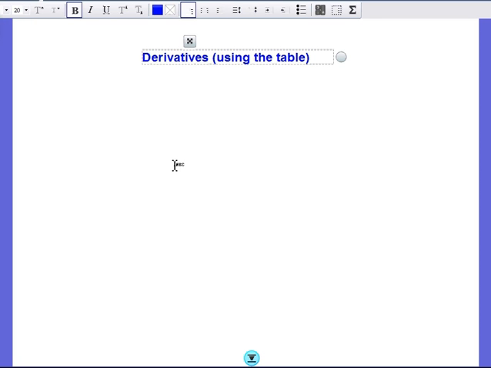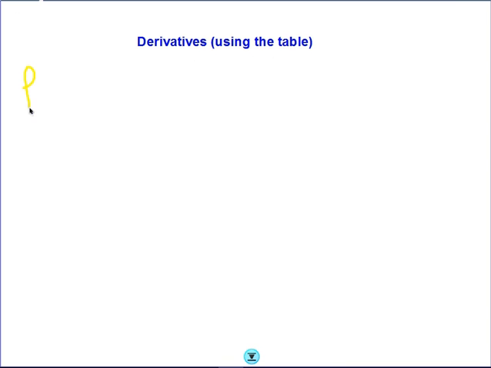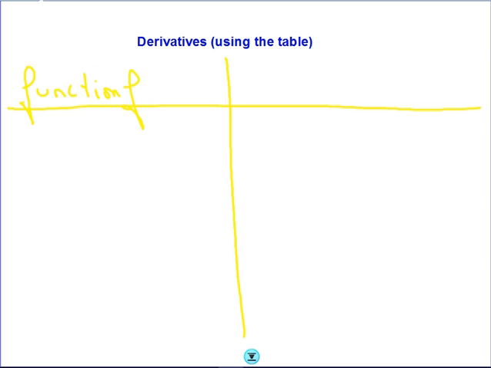Okay, we're still in derivatives using the table of some derived functions. We'll take some new functions and their derivatives, the rules that you have to use. So I will make a table here. Let's say here I have my function f, and here the derived function f prime.